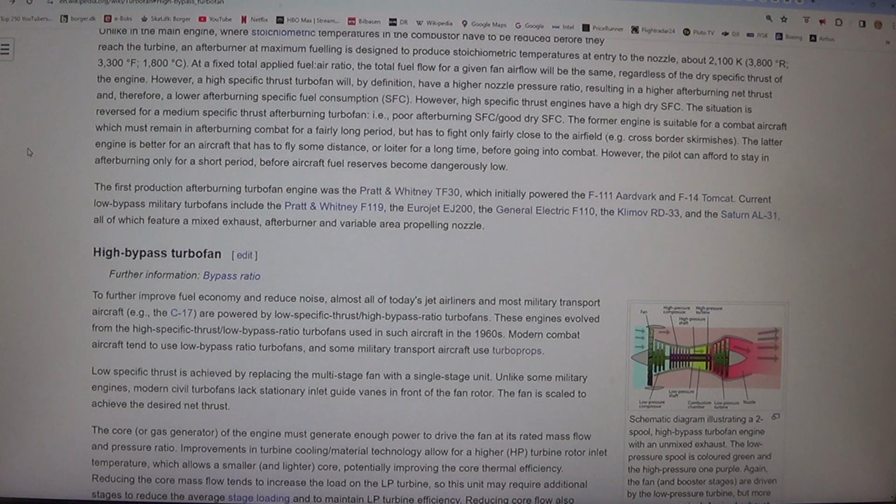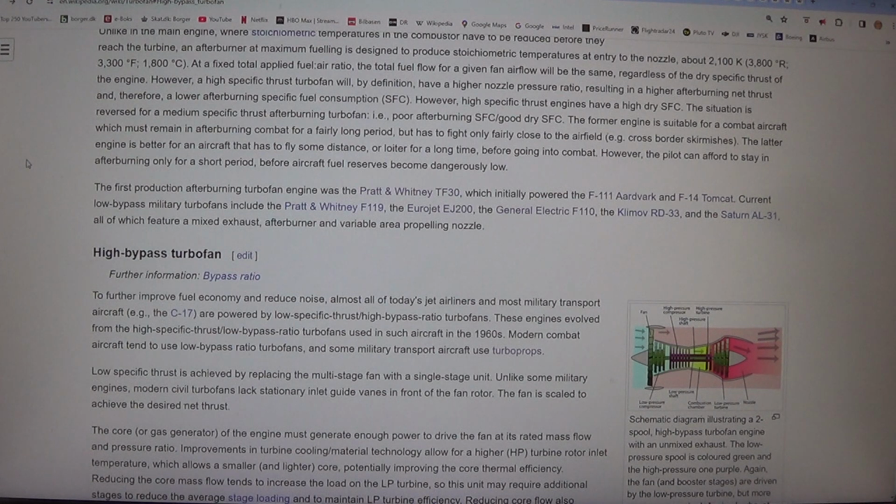The former engine is suitable for a combat aircraft which must remain in afterburning combat for a fairly long period, but has to fight only fairly close to the airfield, for example cross-border skirmishes. The latter engine is better for an aircraft that has to fly some distance, or loiter for a long time, before going into combat. However, the pilot can afford to stay in afterburning only for a short period, before aircraft fuel reserves become dangerously low.